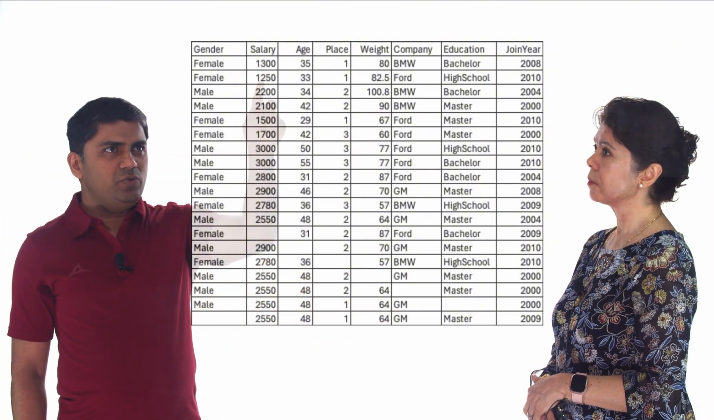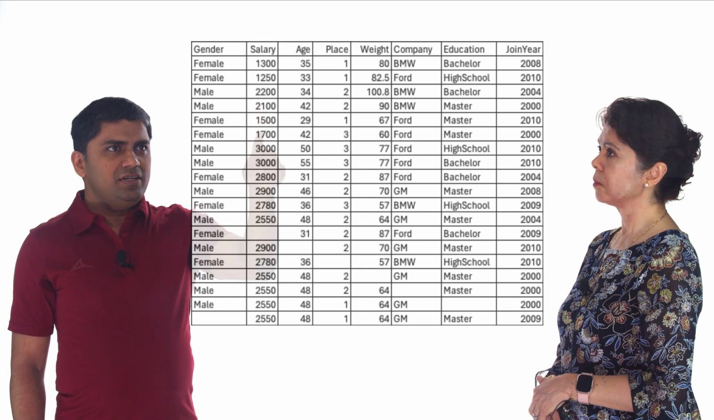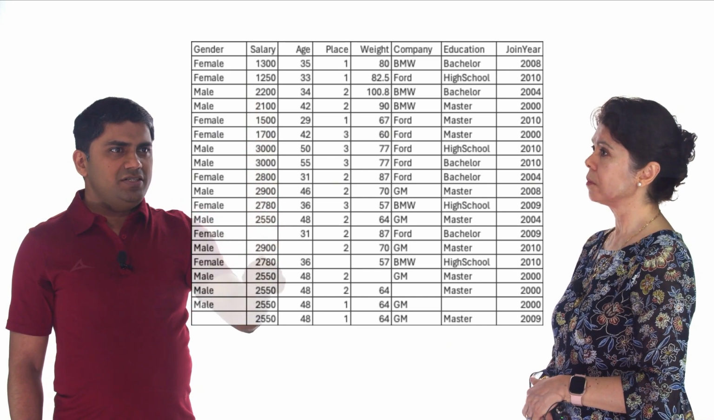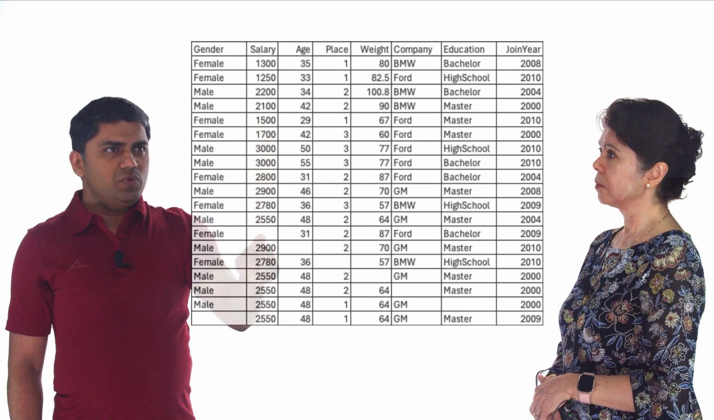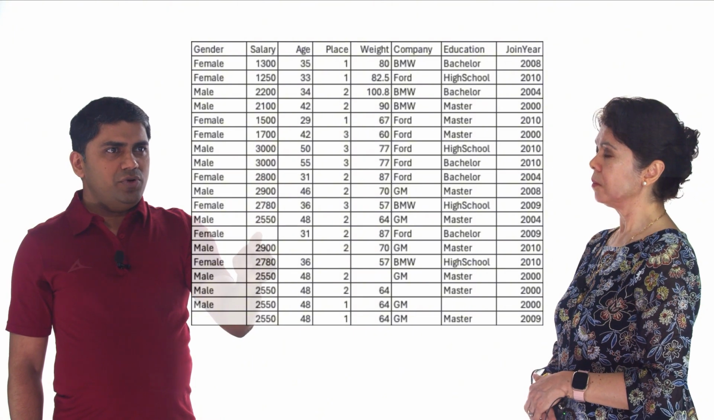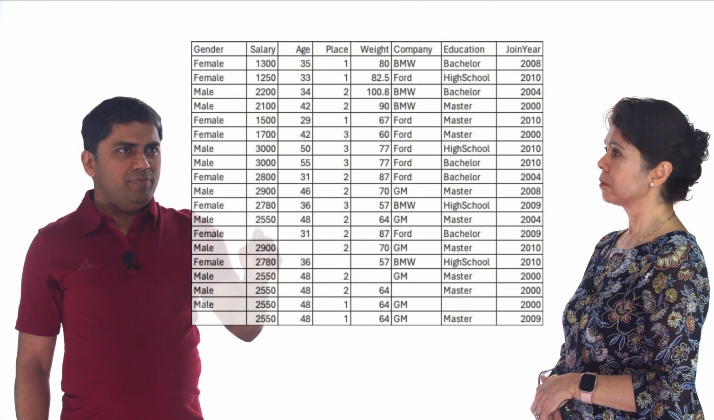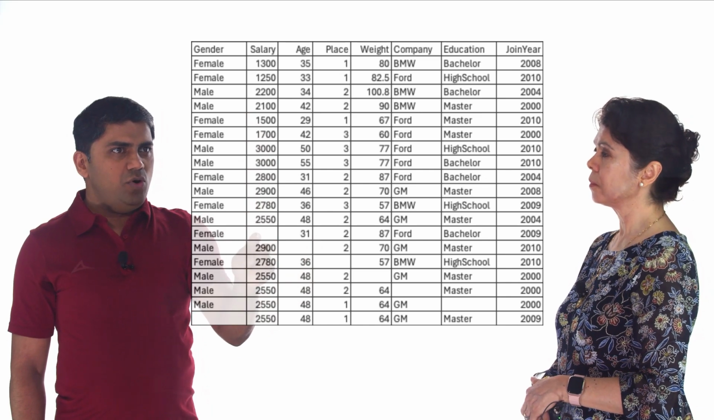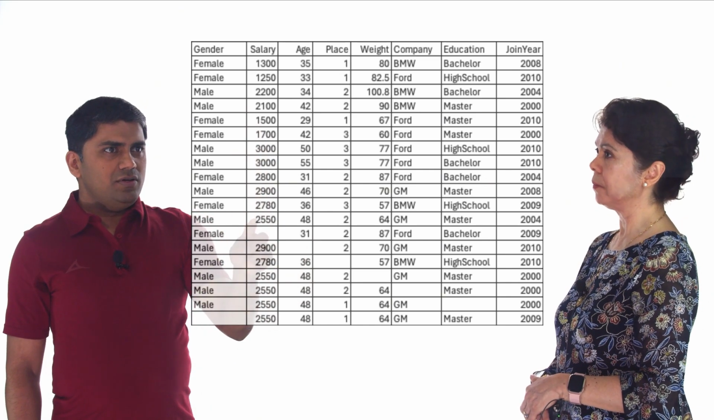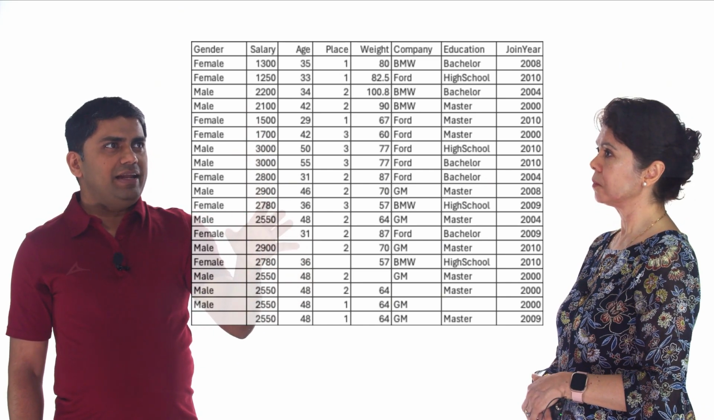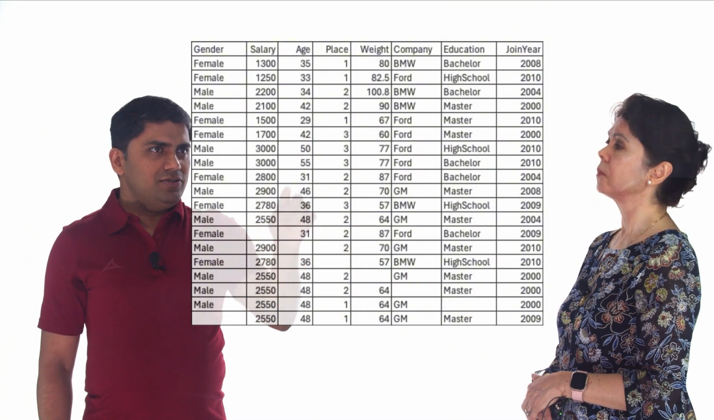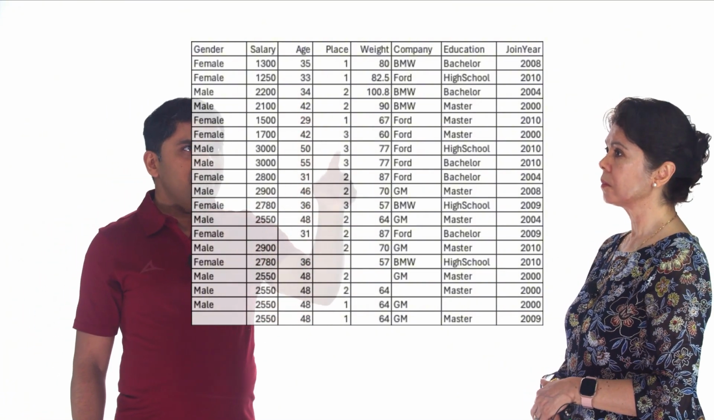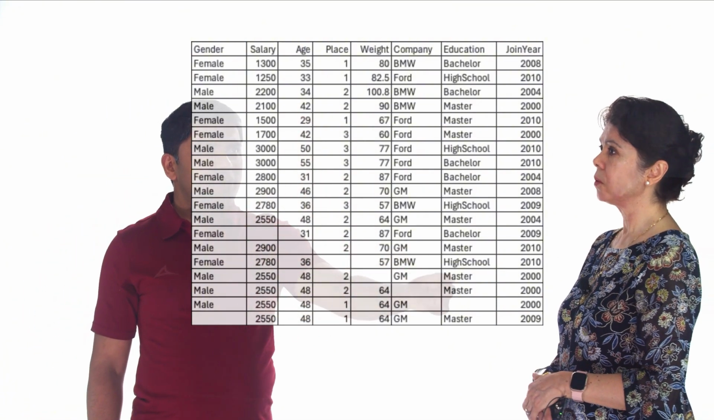Okay. And again in salary, let me check. Salary, I see this is a numerical variable, 1300. Everything is consistent, but not this one. So maybe you can drop this row or replace this value with the average of this column, or replace it with the mode of this column. Okay. So we cannot use a data set that is not clean. So you have to do the same for age and place and weight and company and everything.